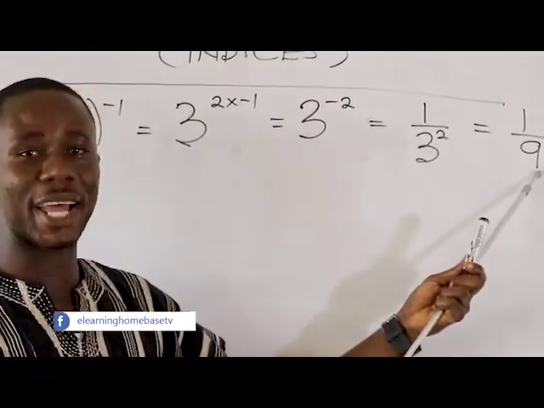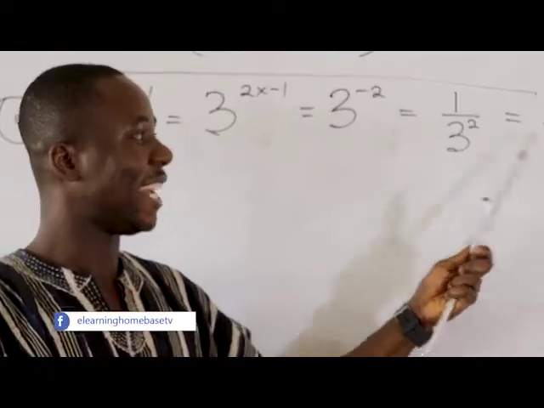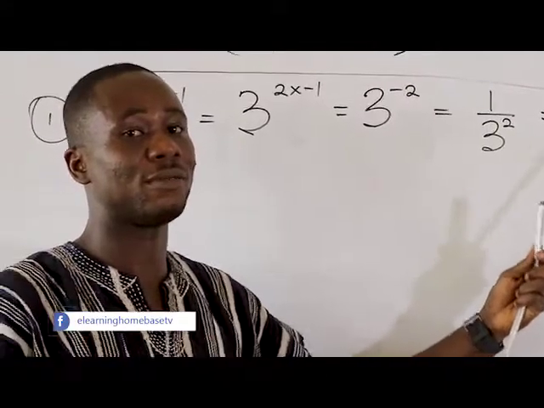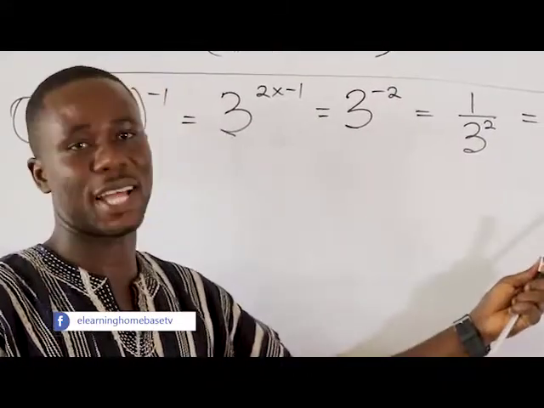One may wonder how I got the 9. At this level, you should know. 3 squared means 3 multiplied by itself. Right. So 3 times 3 is 9. So it is 1 over 9.